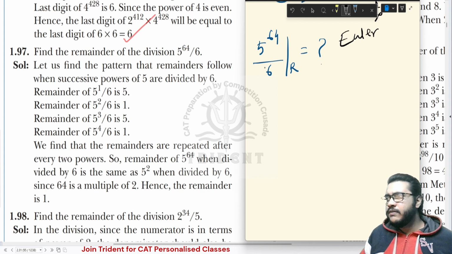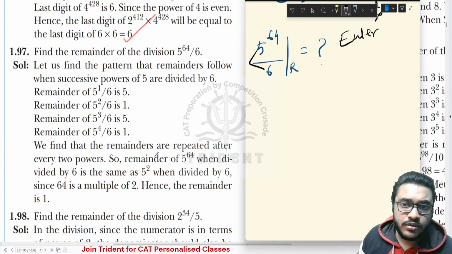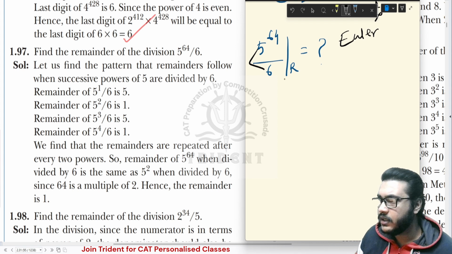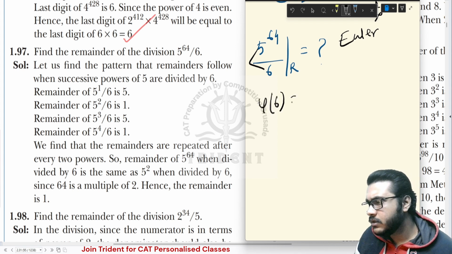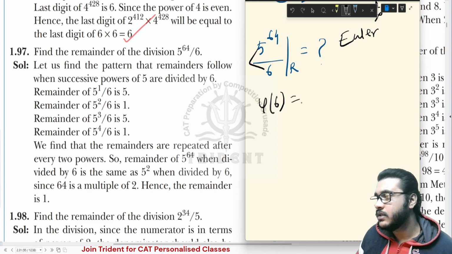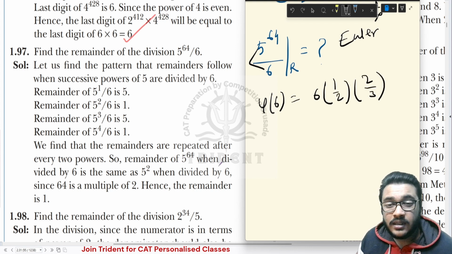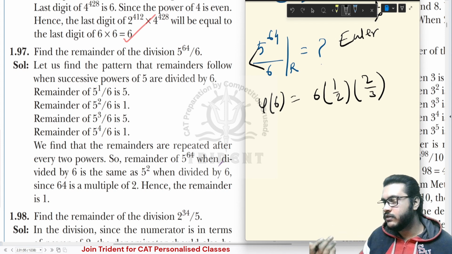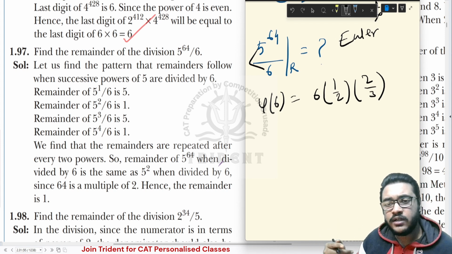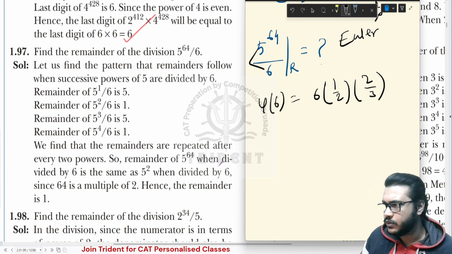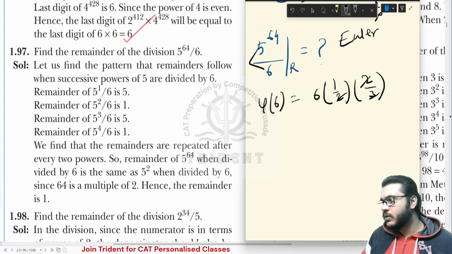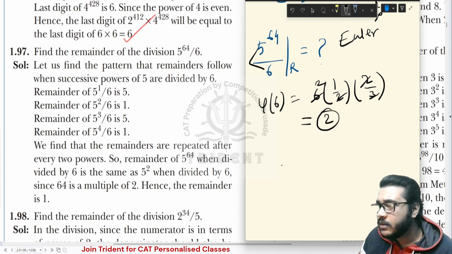If you can see, 5 and 6 are co-prime, so I can use Euler's theorem, Fermat's theorem, whatever you want to call it. But I need to know the totient function, or Euler number, of 6. 6 is 2 into 3, so remember that it is 6 into 1 minus 1 by 2 into 1 minus 1 by 3, and so on and so forth, right? Over prime bases. So 2 and 2 cut, this is 2. So the Euler number of this is 2.